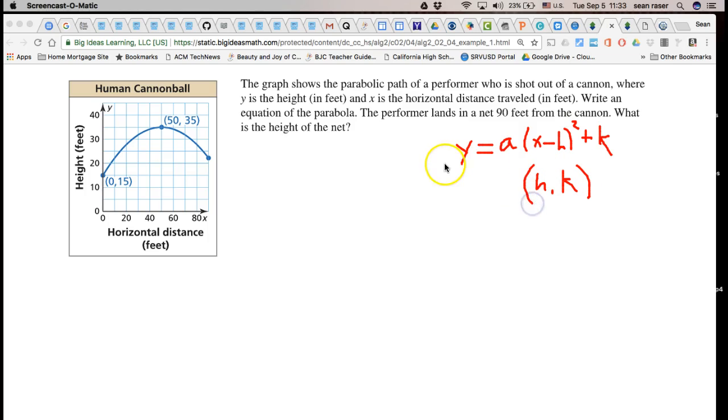So when you are given some data that includes the vertex and another point on the graph, you can use vertex form to go ahead and find that equation. So I'm going to walk you through the steps right now. You need to make sure that you're taking notes and writing all of this down, because this is going to be the same process that you're going to do anytime you're given the vertex and one other point on your graph. So let's go ahead and look at the problem.